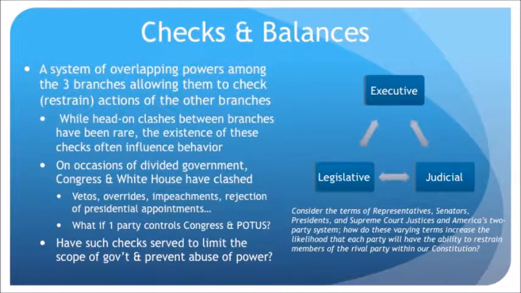So sometimes there have been differences that have made this kind of difficult, like a divided government in the sense that the Congress and White House have clashed, with vetoes, overrides, impeachment, and so forth. And it also comes into question, what if one party controls Congress and the President of the United States? Does that mean there's going to be these same checks and balances? Throughout history, we've seen that there still have been checks and balances, even if this is the case. And there's also been what we call judicial review, which is what the Supreme Court uses for checks and balances.